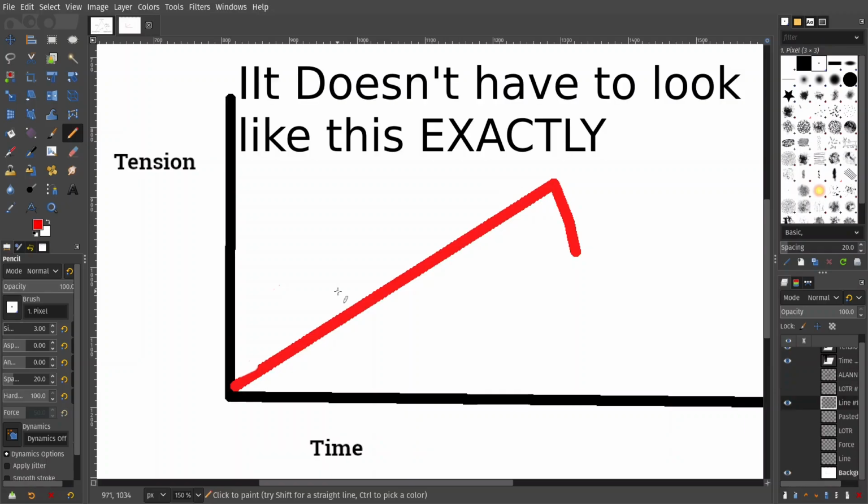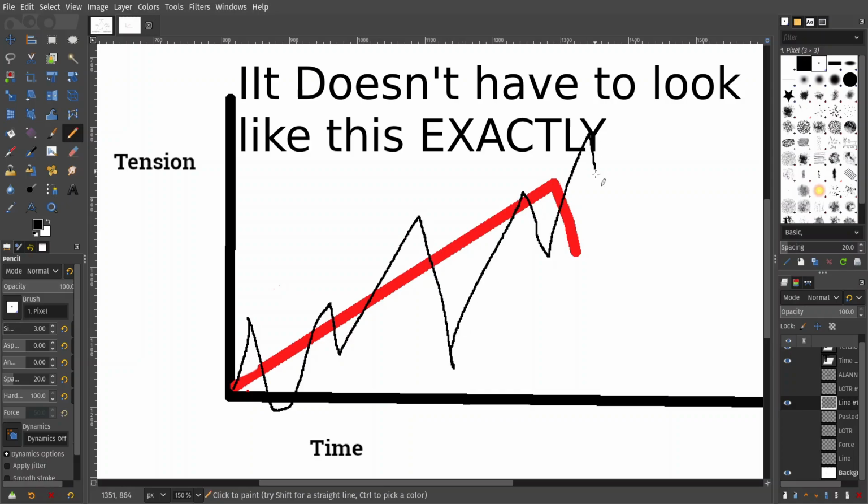Now, it doesn't have to look like this, because if everything was exactly like this, everything would be formulaic and boring. You have some room for errors. Just don't give your audience whiplash going up, down, up, down, up, down.